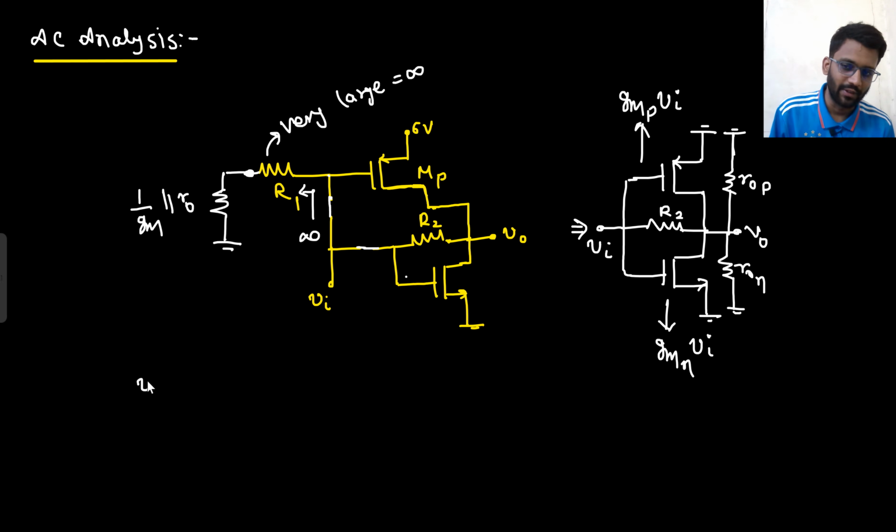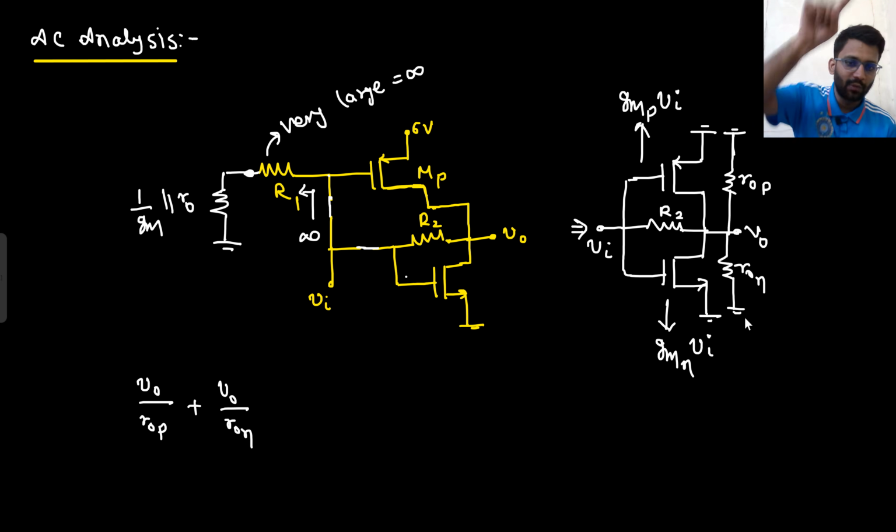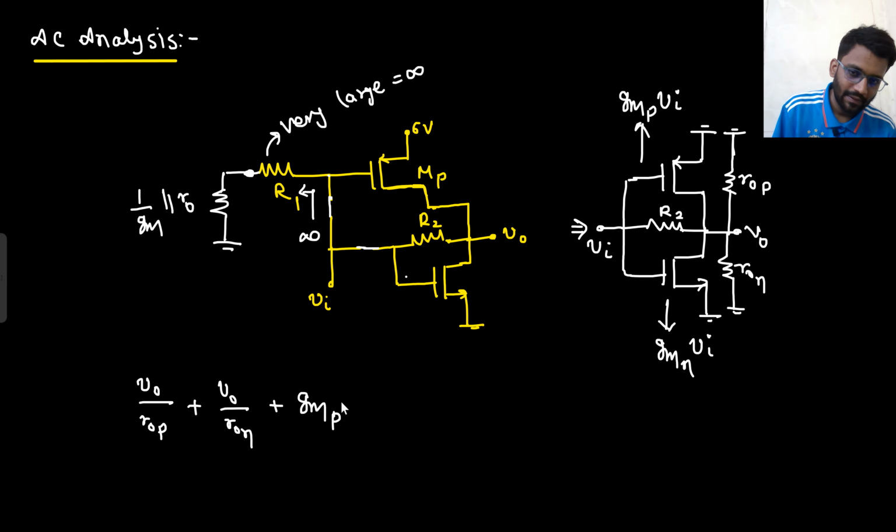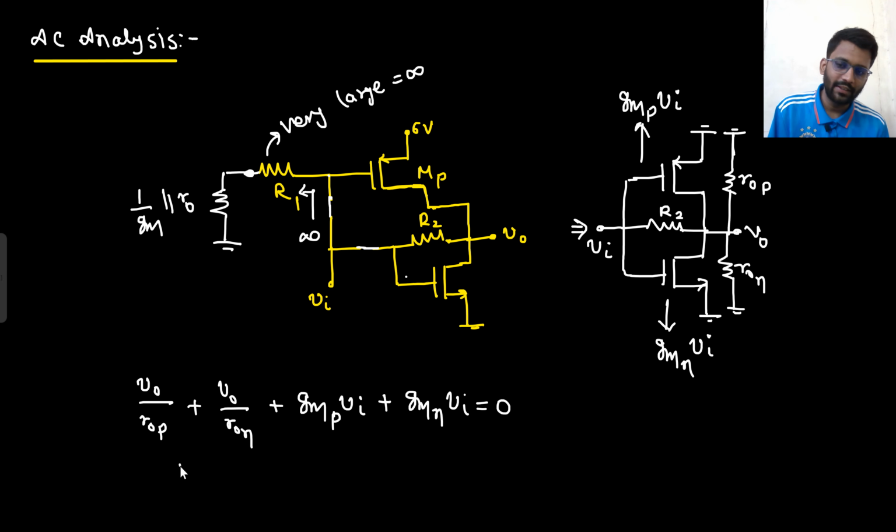Can you apply nodal at V naught? Yeah, I can apply nodal at V naught. So that would be V naught upon R naught P plus V naught upon R naught N, outward current, plus GMP Vin plus GMN Vin would be equals to 0. Can you write this one as V naught upon R naught P parallel with R naught N? I told you how to write it.